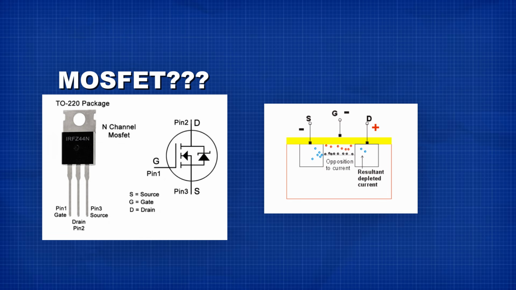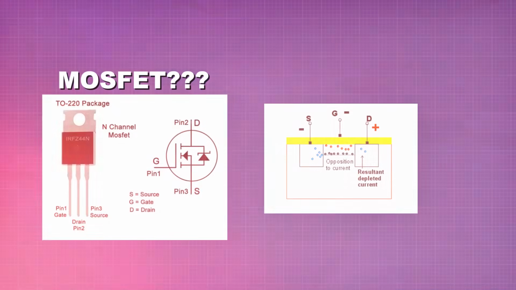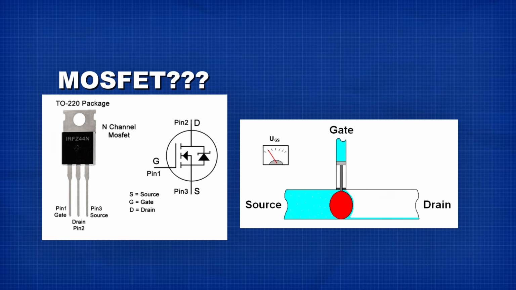Now pause for a second and imagine this like a water pipe. The source is like the water tank, the drain is like the outlet, and the gate is like a valve handle. When you turn the valve, you are not pushing the water directly. You are controlling whether the path is open or closed. That is exactly how a MOSFET works.